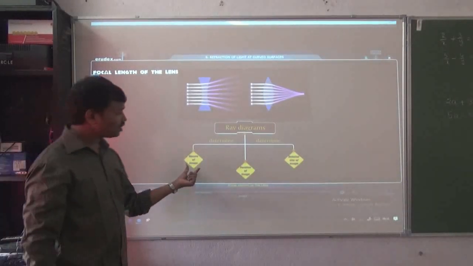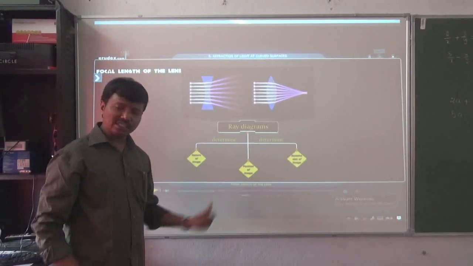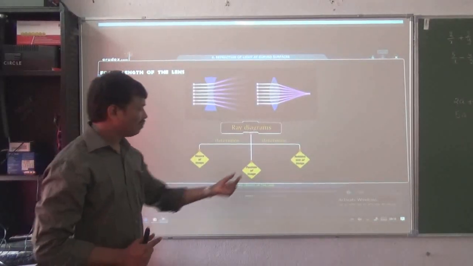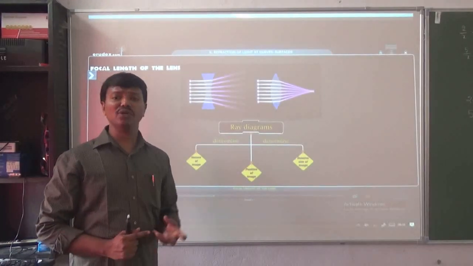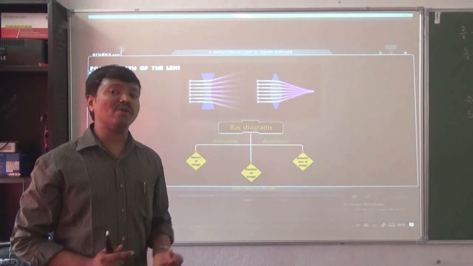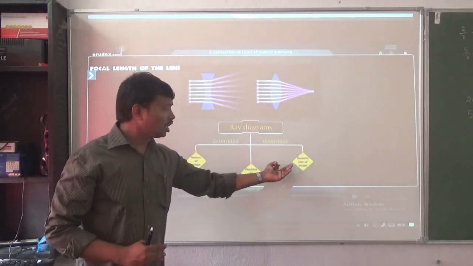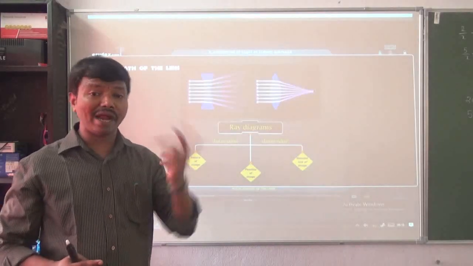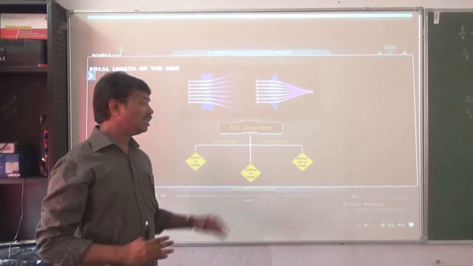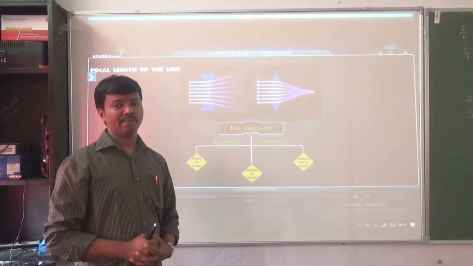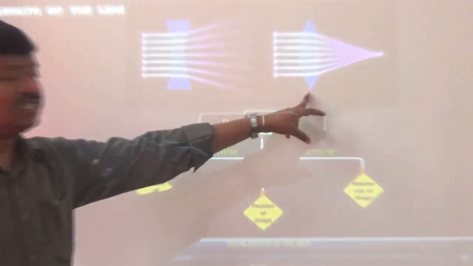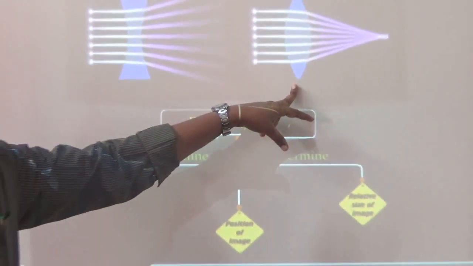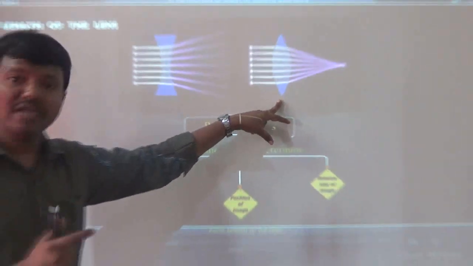What is the nature of the image? That is, whether it is a real image or a virtual image. Position of the image: the image can be formed at which point. And relative size: bigger or smaller, either magnified or diminished. The convex lens is sometimes called a converging lens. It is also used as a simple microscope and magnifying lens.